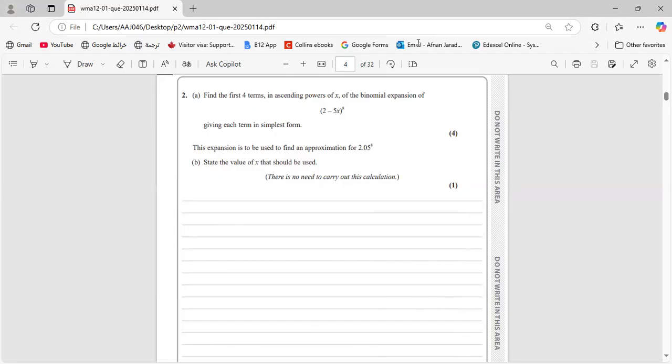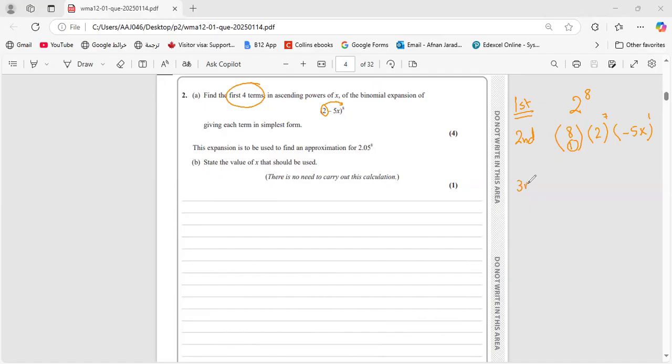Don't miss to find how many terms. This is the most important: you need to find the first 4 terms. The first term is 2 to the power of 8, the first term to the power of 8. Then the second term: 8 choose 1 multiplied by the first term multiplied by the last term. For the 2, you find the power by subtracting 8 minus 1, which equals 7. What about minus 5x? It's to the power of 1.